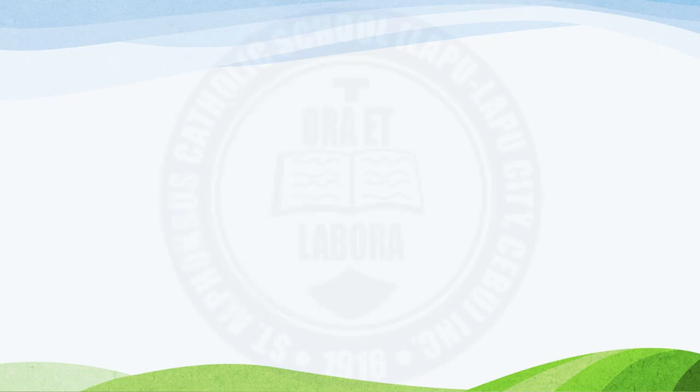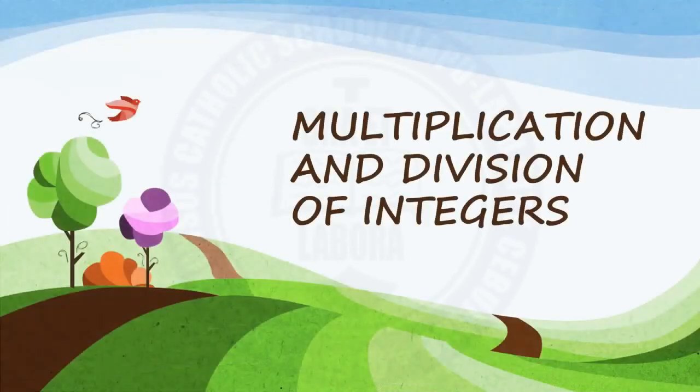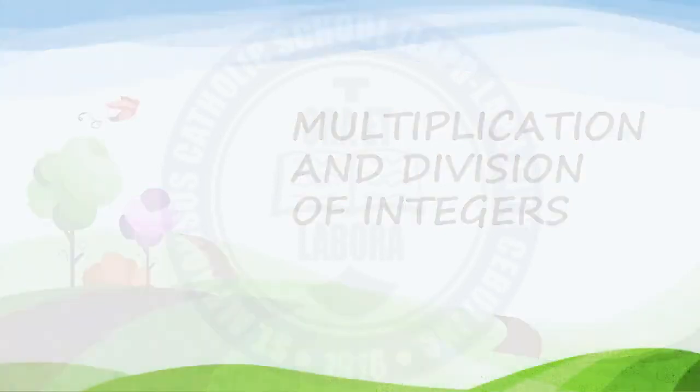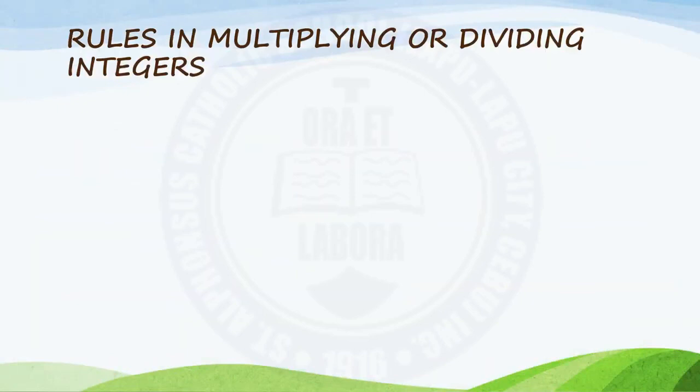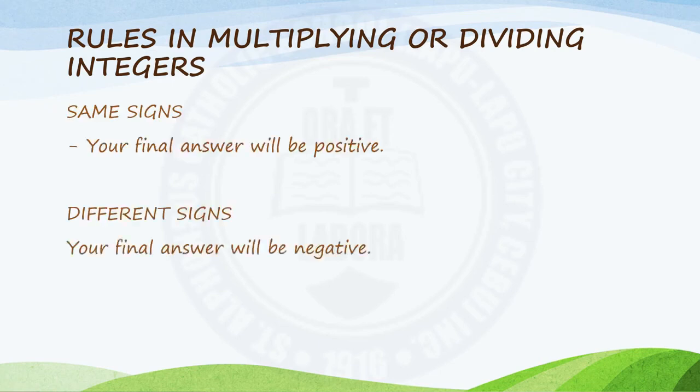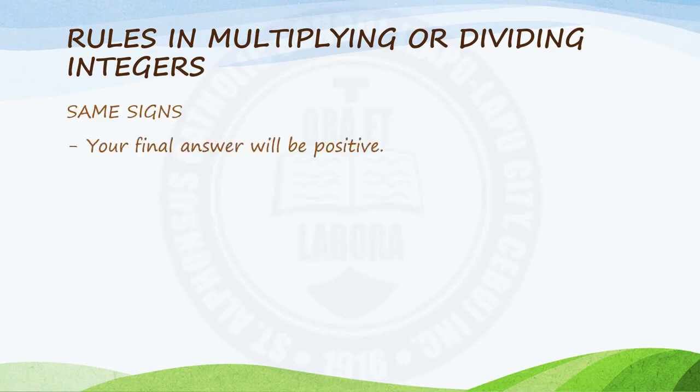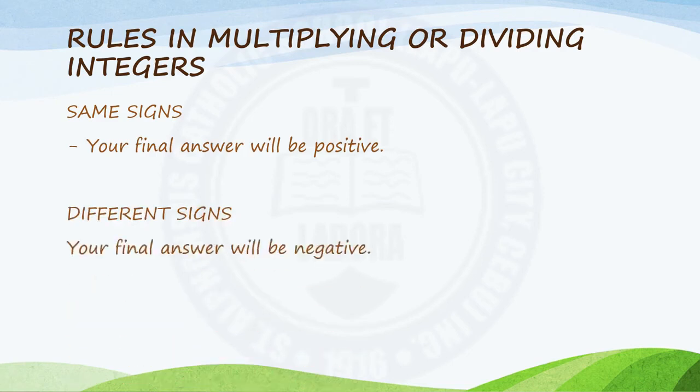Now let's discuss multiplication and division of integers. Rules in multiplying or dividing integers. If they are same signs, your final answer will be positive. Different signs, your final answer will be negative.